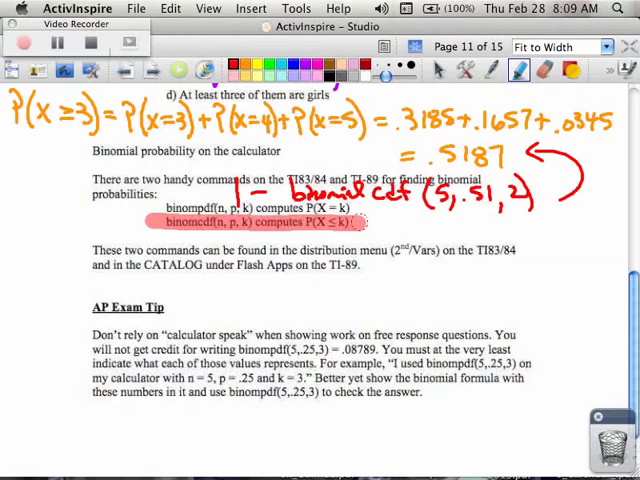You cannot write down what your calculator is saying, this binomial CDF or PDF or whatever that they're talking about, to get credit. You have to at the very least indicate what the values represent. So if you want to write down the binomial PDF, you could say binomial PDF 5, .25, 3 and say the n equals 5, the p equals that, and k equals 3, and get credit. So you could do that.